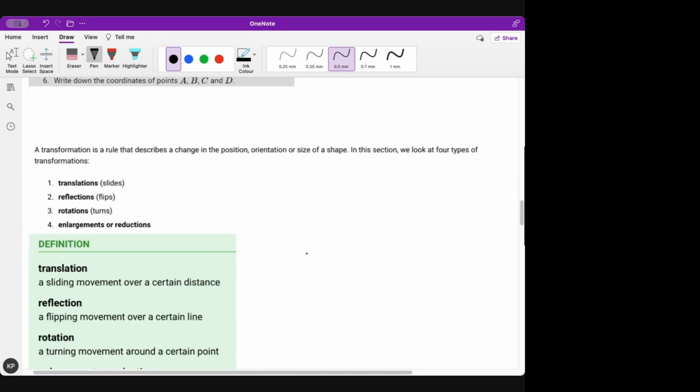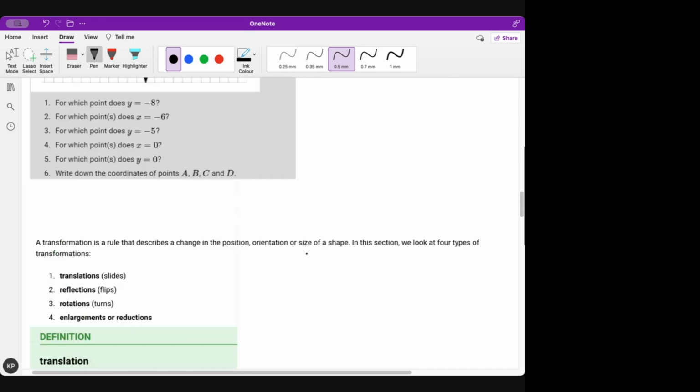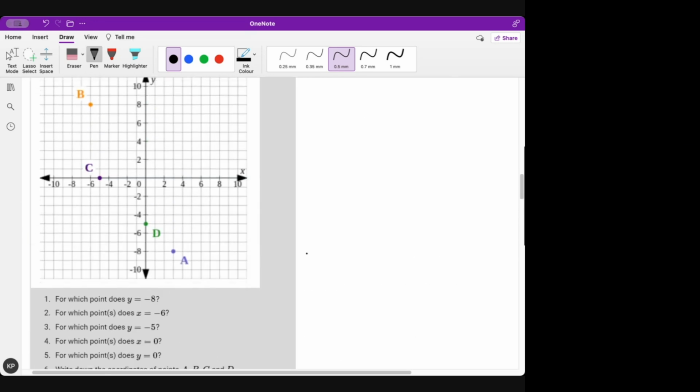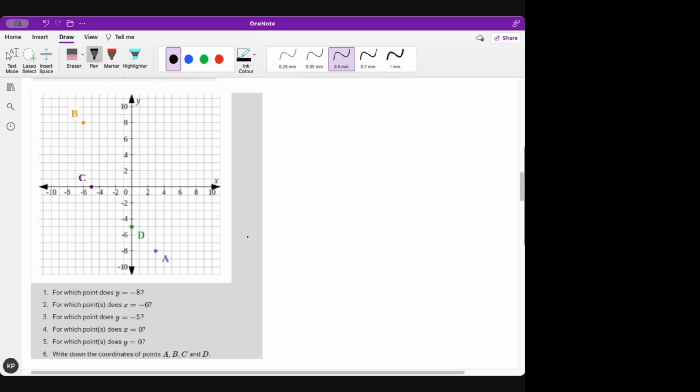Yeah, you guys know this too well. So let's talk about definitions. I'm going to go back to that guy. Actually, no, let's do this guy quickly. Okay, so we have A, B, C, D, 4 points here. We're just going to answer these questions quickly and then write down the coordinates at the end.